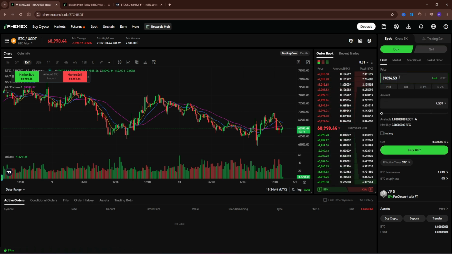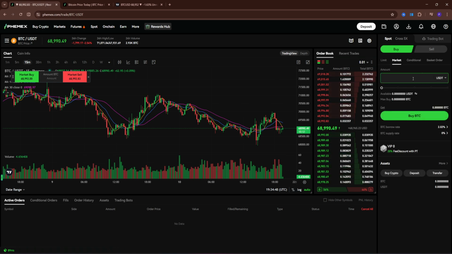Then we have market order, which is almost the same thing. Just enter the amount you wish to spend or receive and then just click buy or sell. This is instant, so you are buying directly at the current price.